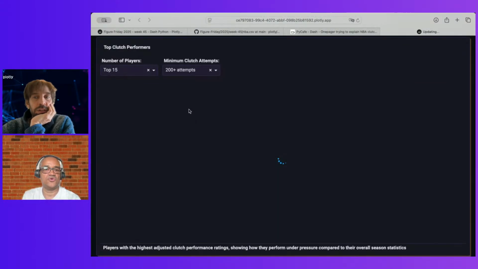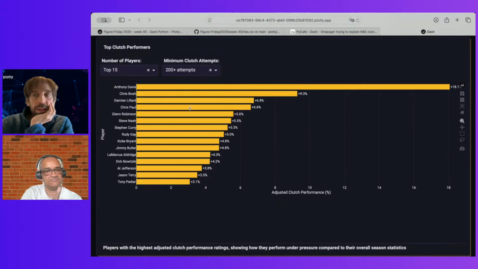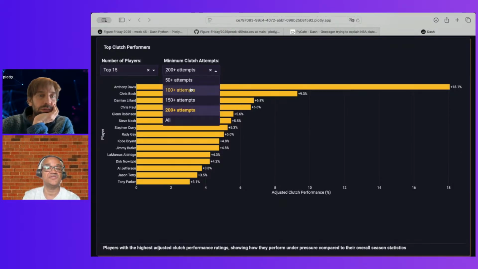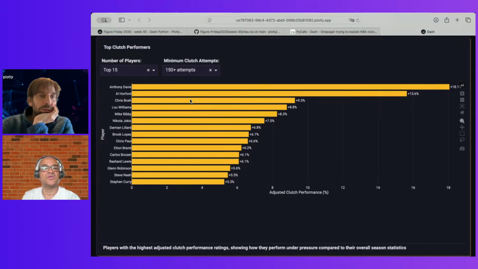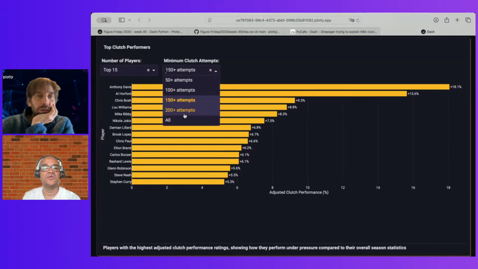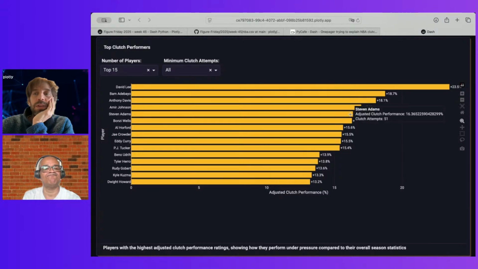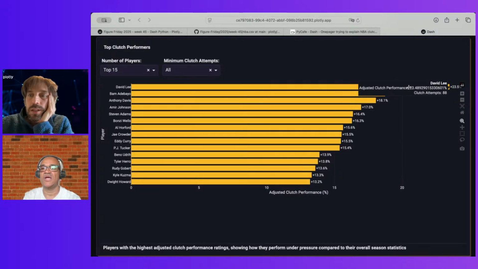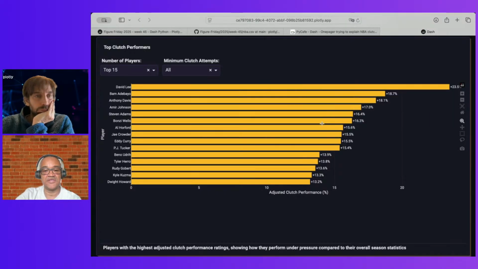Top 15 with 100 plus items. Let's see the top 15 at 200 plus. Still Anthony Davis, because Anthony Davis has 200 plus. If you set it, for instance, it's David Lee, 23%. And David Lee only has 88 attempts. Comparing against each other, very nice.